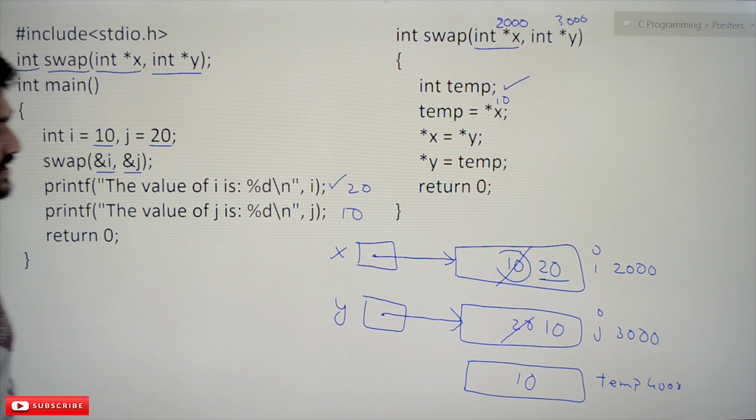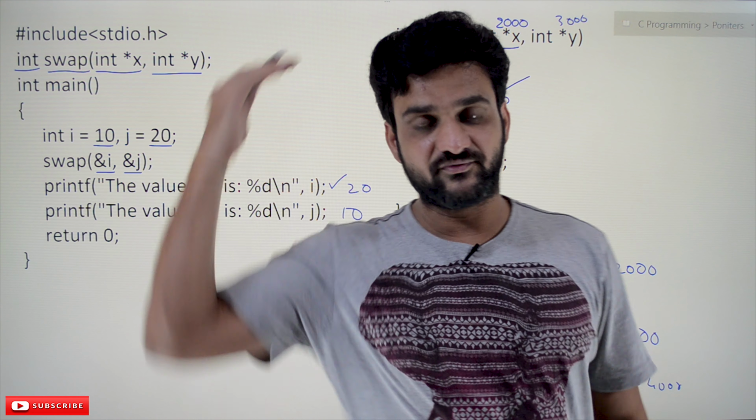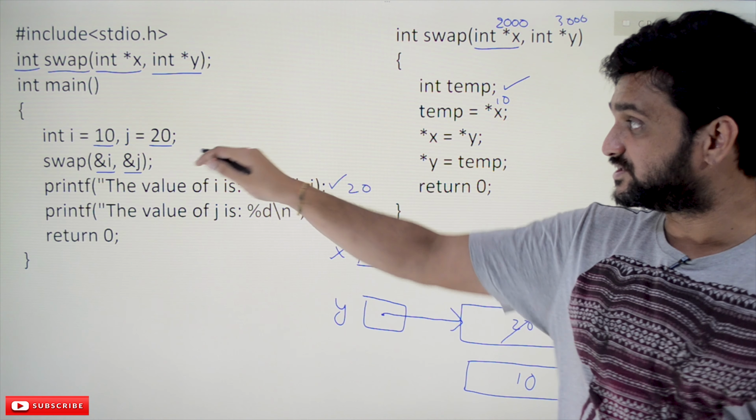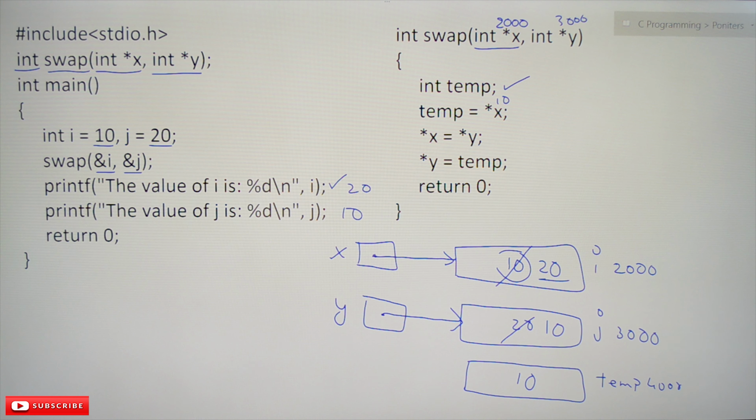By executing this printf, the value of i is going to print as 20, and this is going to print as 10. Okay, let's try to execute the same two programs, one by pass by value and the other using pointers. Let's execute both programs on our compiler and see whether the swapping of i and j is done or not.